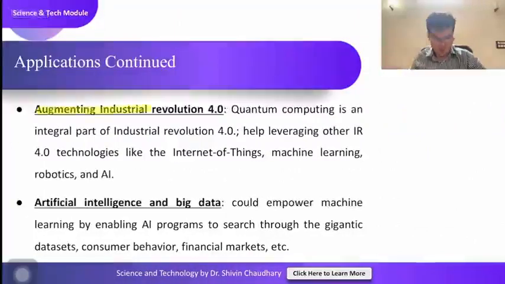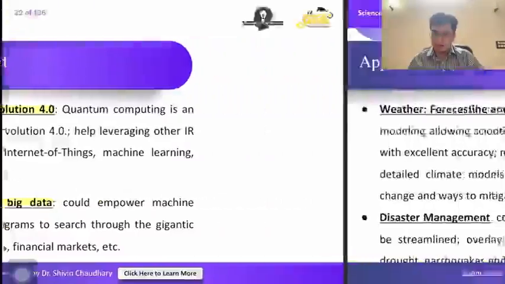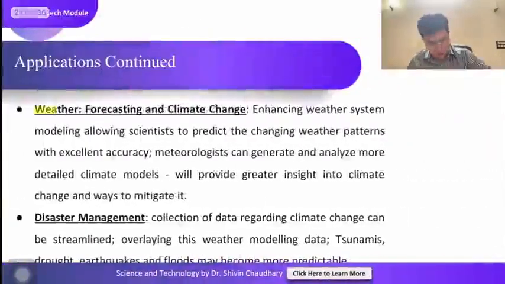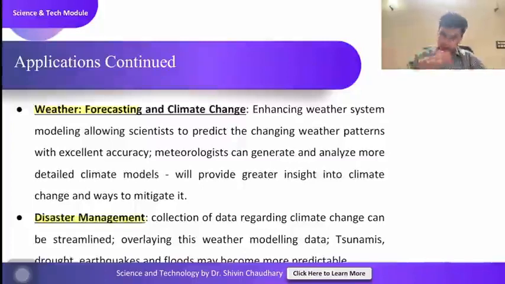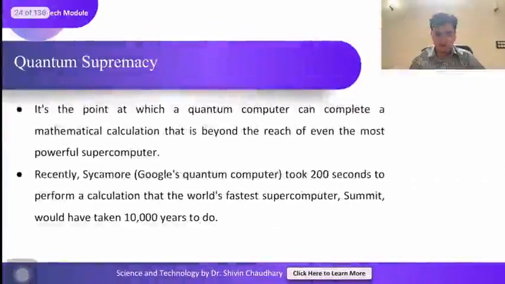Now, augmenting industrial revolution 4.0. Yes, it will make the new industrial revolution that has Internet of Things, machine learning, AI, robotics better. It will help in AI and big data. AI we'll study tomorrow, right? So yes, absolutely it will help AI and big data, right? It's not going to be a problem. In weather forecasting it's going to help. In disaster management it's going to help. I've written this so that you know how to think. But beyond this you don't need to read, right? If you skip these slides also it's fine because it has applications everywhere, right?